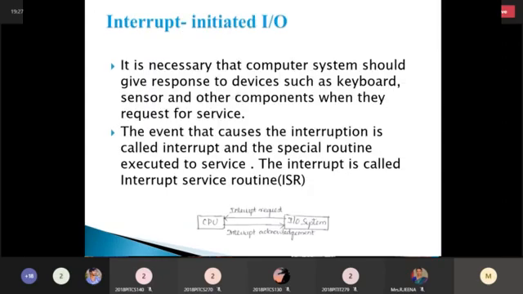So what is meant by this interrupt which is initiating input output? It is necessary that the computer system should give a response to devices like keyboard, sensors or other components when they request service. So the event that causes the interruption is called the interrupt, and the special routine executed to service this interrupt is called the interrupt service routine. So when the input output system is giving an interrupt request to the CPU, after receiving that request, the CPU will give an acknowledgement to the input output system.